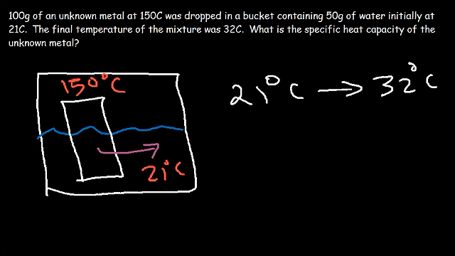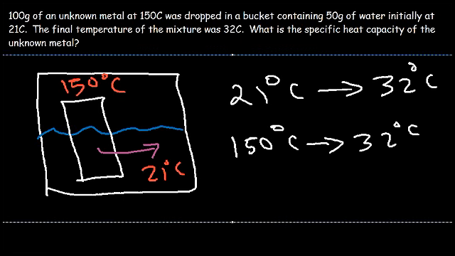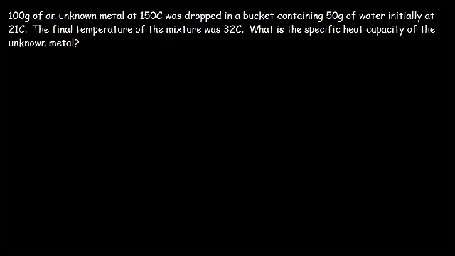So water is gaining energy. So thus, it's endothermic for the water sample. Now for the metal, it's going to lose energy. So therefore, the temperature of the metal is going to decrease from 150 to 32. So the process is exothermic for the metal. So this is a heat transfer problem. And let's assume that all of the heat energy lost by the metal is absorbed by the water. So with this information, how can we calculate the specific heat capacity of the metal?